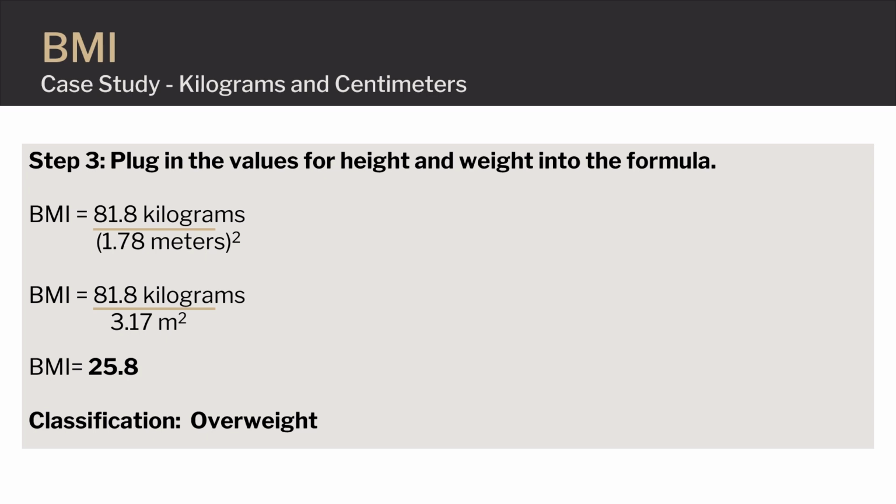Finally, to obtain the BMI, 81.8 is divided by 3.17, and the final answer should be 25.8, which is the same as the initial calculation using weight in pounds and height in inches. The classification will, again, be overweight.